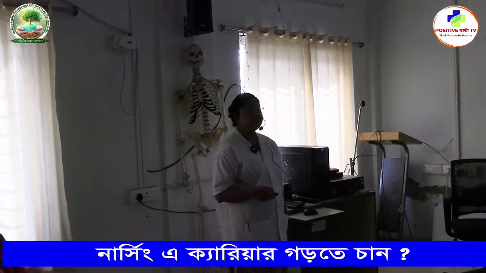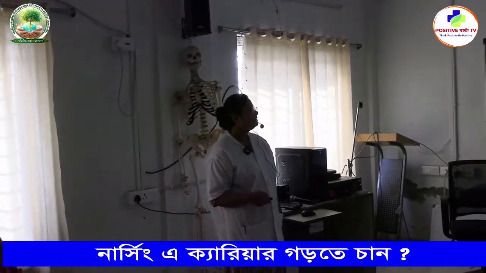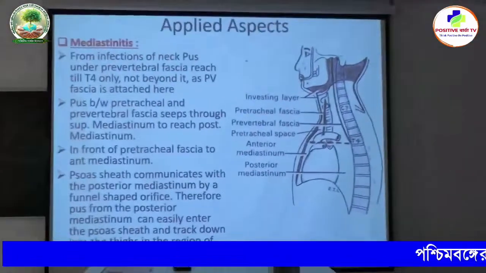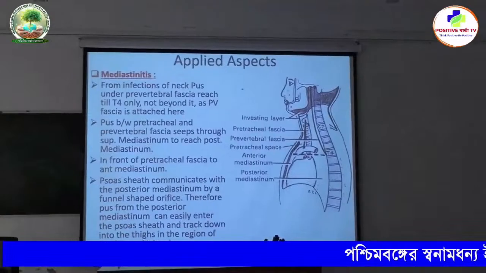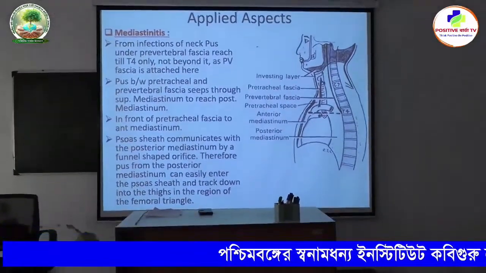Therefore, pus from the posterior mediastinum can easily enter the psoas sheath and track down into the thigh in the region of femoral triangle. Okay, so from the neck, pus can extend through the posterior mediastinum, through the psoas sheath up to the thigh region.